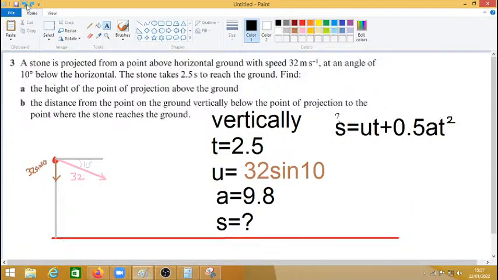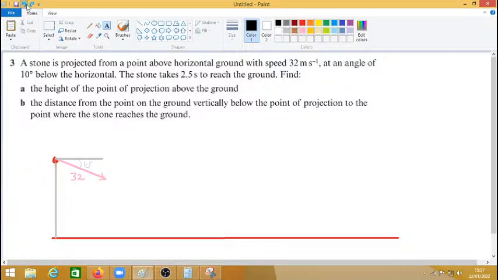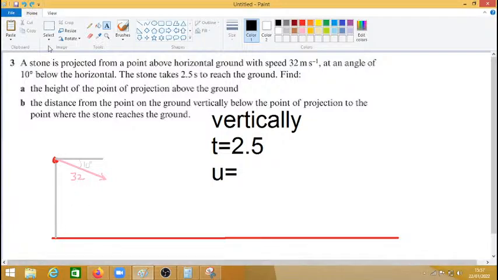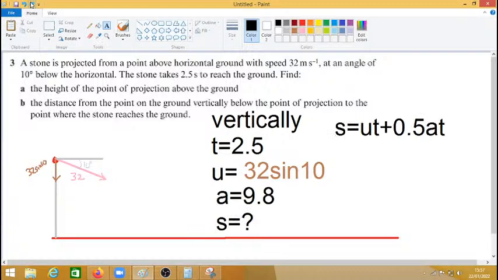Okay, let's just go through that to make sure you didn't miss anything. The first thing is to get the diagram with the 32 pointing downwards is 10 degrees below the horizontal. So there's your 10-degree angle. And then the next thing is to think about what you know. If you're trying to get the height above the ground, you've got to be thinking vertically. So vertically, you know the time is 2.5. You know the initial velocity is 32 sine 10. You know the acceleration. Notice we had it the positive this time because it's being fired downwards. And then put everything into the formula and solve to get the vertical distance.